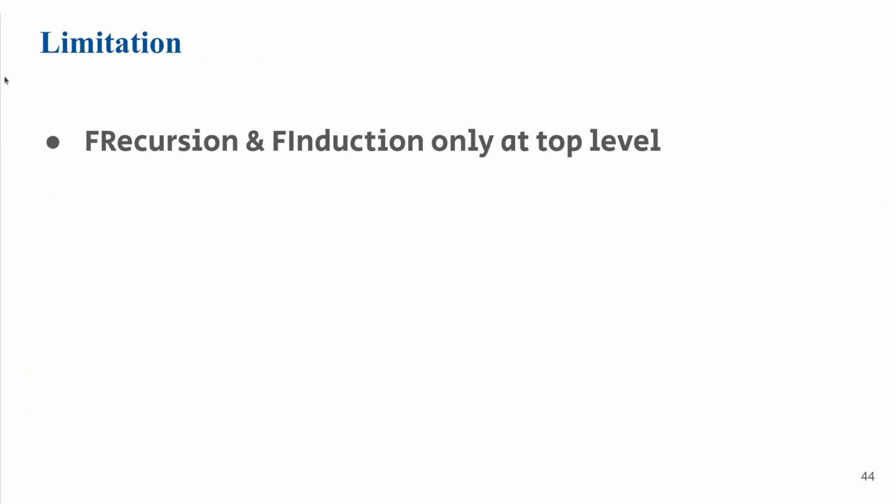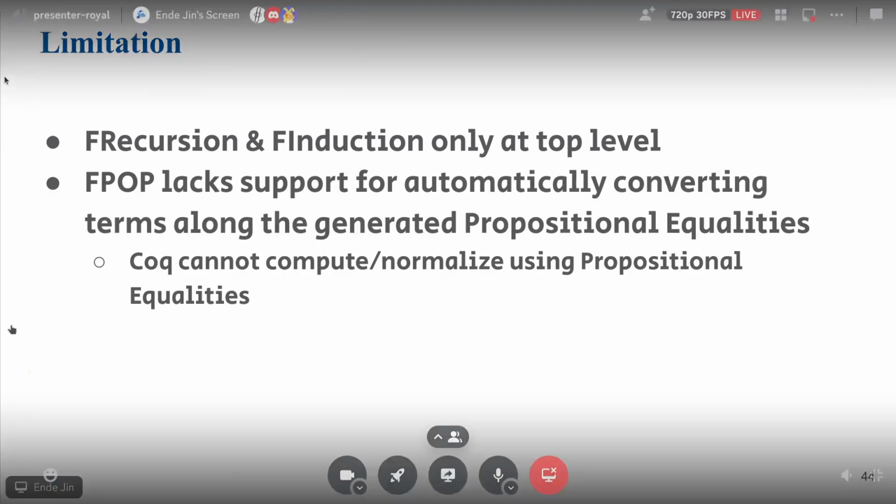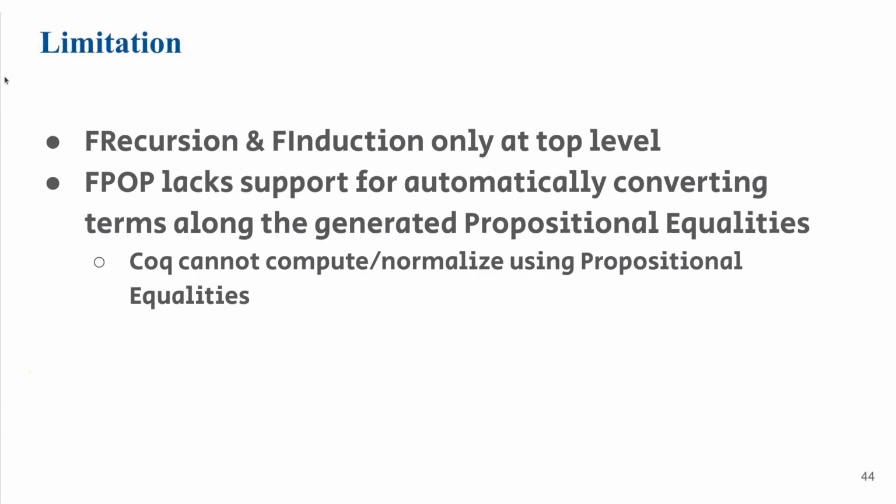As of now, FPOP has two main limitations that seem to require more thought from the language design perspective. First is the restriction that recursion and induction on extensible inductive types need to be at the top level and cannot be nested. Second is that FPOP lacks support for automatically converting terms along the generated propositional equalities. We look forward to addressing these limitations in the future.